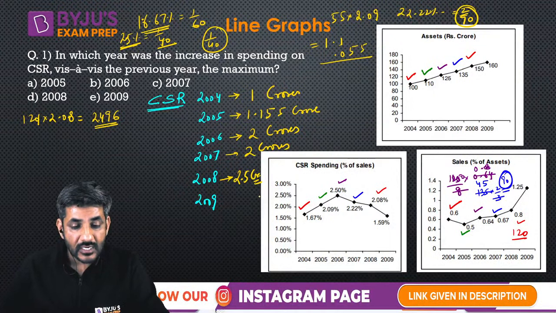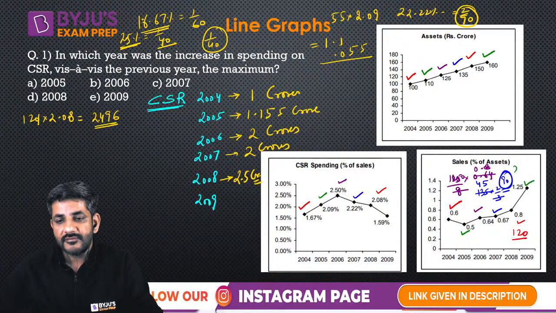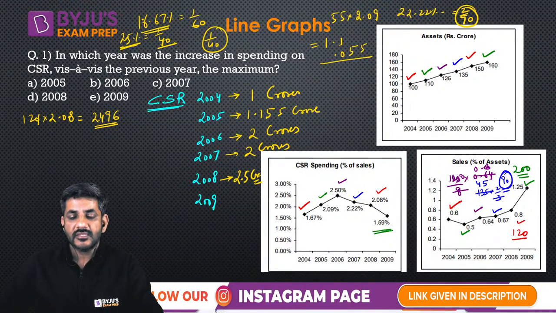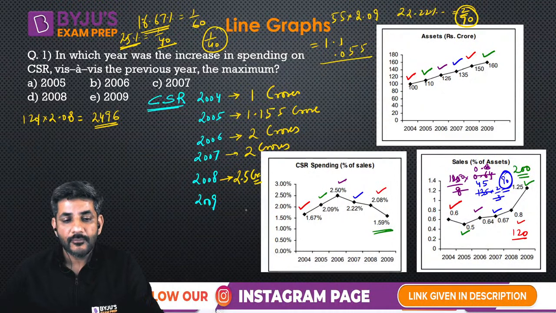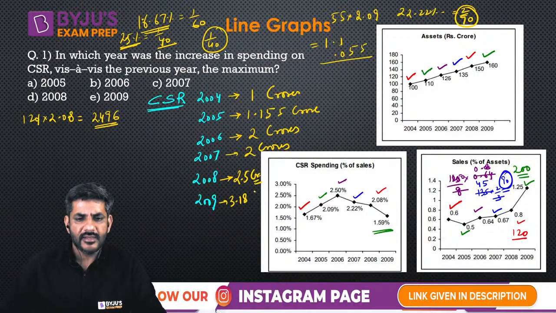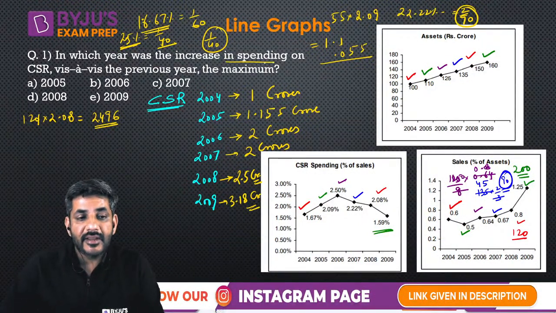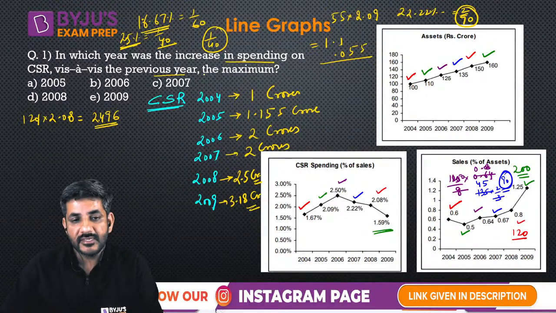And that brings us to the last part of it, that is 160. 1.25 times 160 is 200, and 1.59 times 200 would be 3.18 CR. So 3.180, I think. These are the figures. In which year was the increase in spending on CSR vis-a-vis previous year maximum?